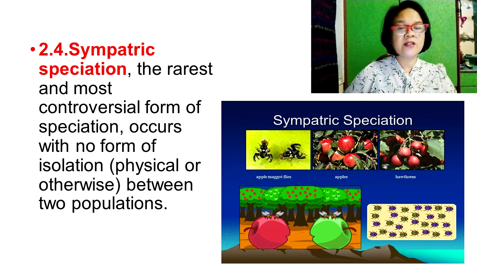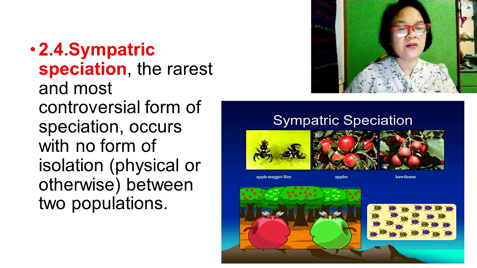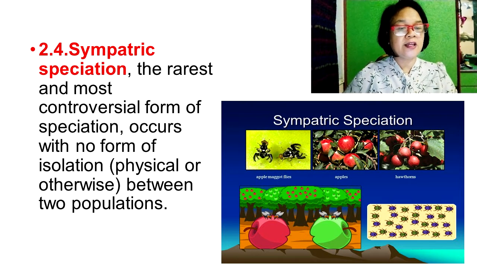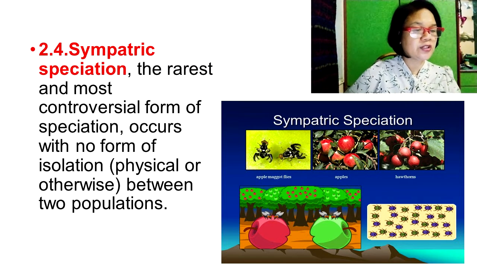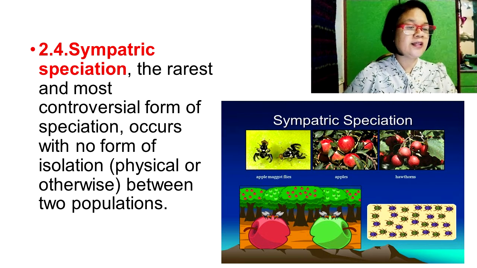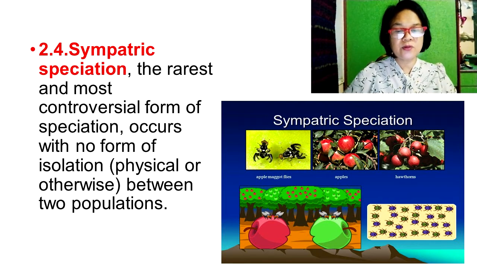The next one, last, is the sympatric speciation. This is considered to be the rarest and most controversial form of speciation. It occurs with no forms of isolation, neither physical nor otherwise, between two populations. So for example here, the tomatoes and the beetle, they live together, sympatric lang, considered as having no physical barriers between the two of them.